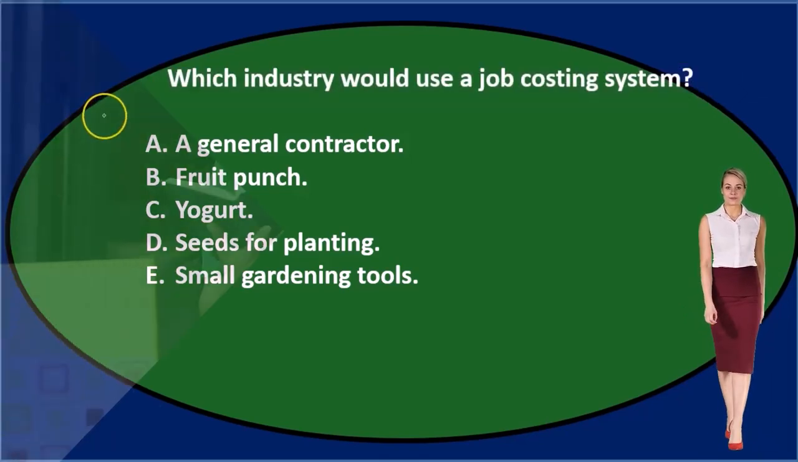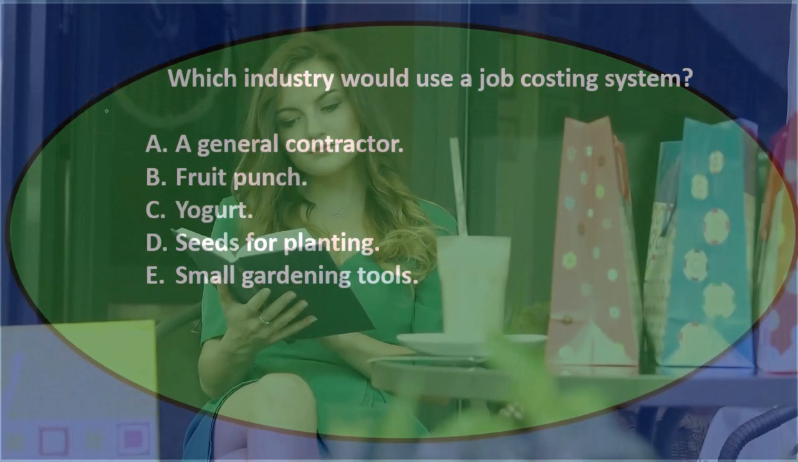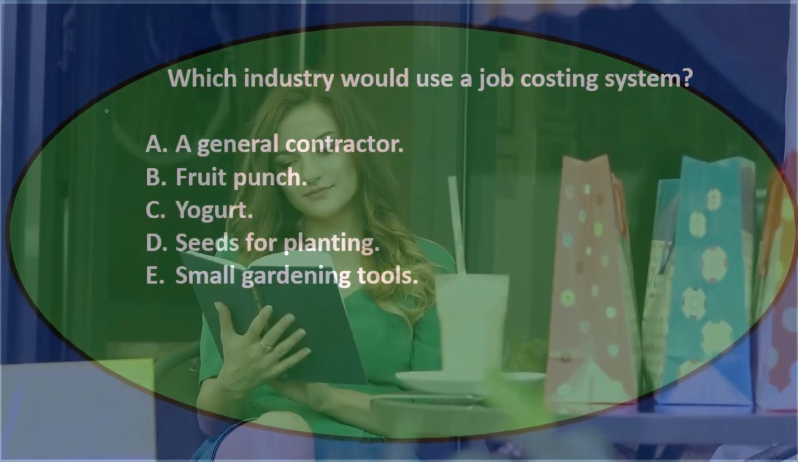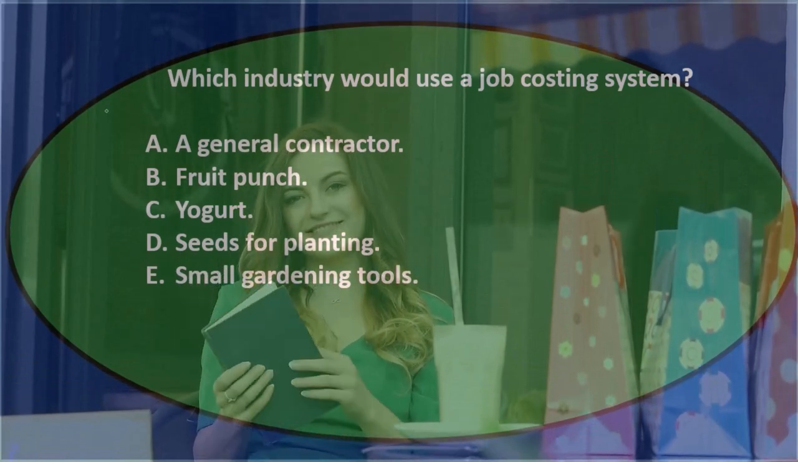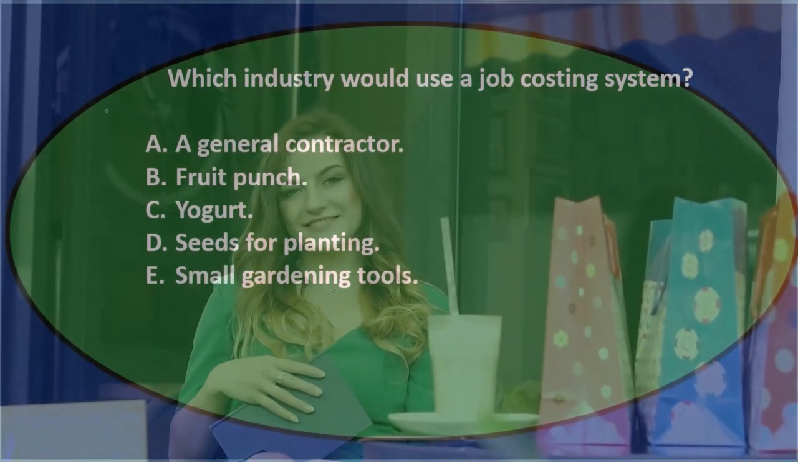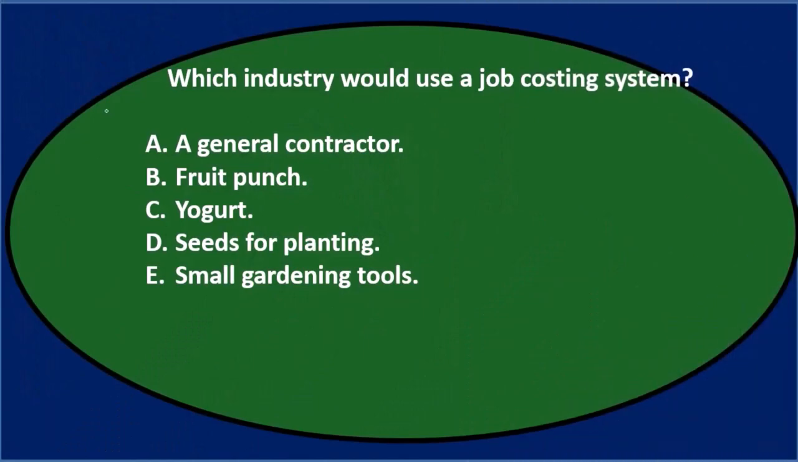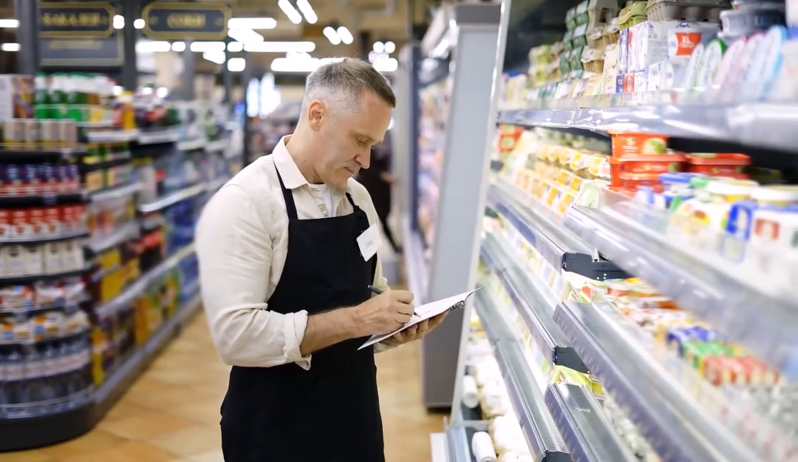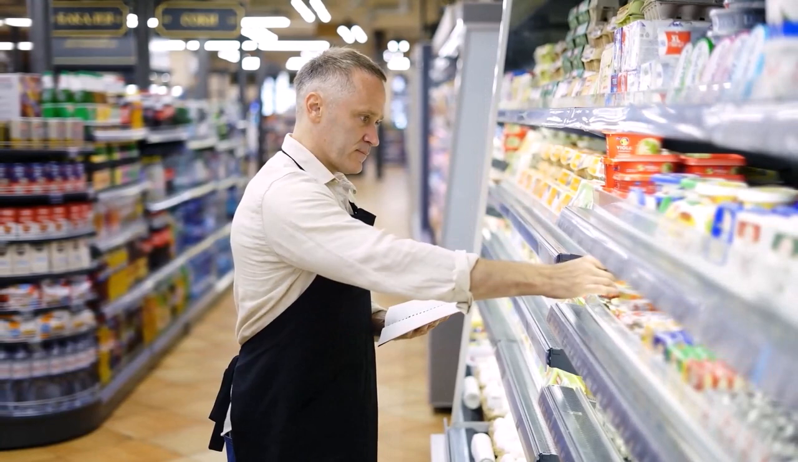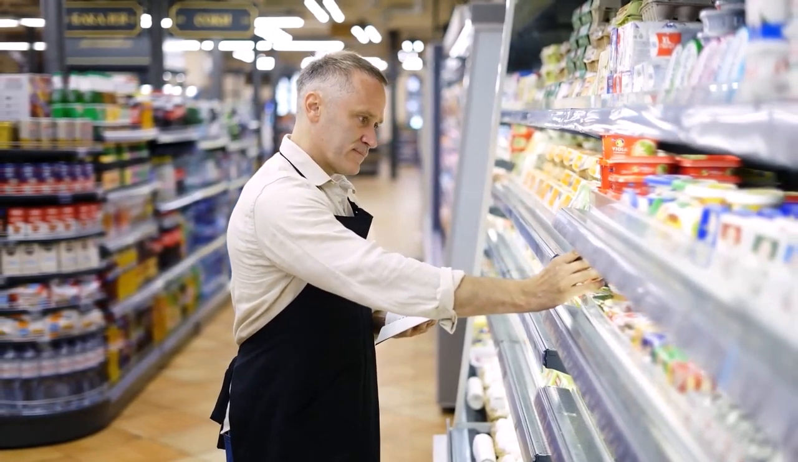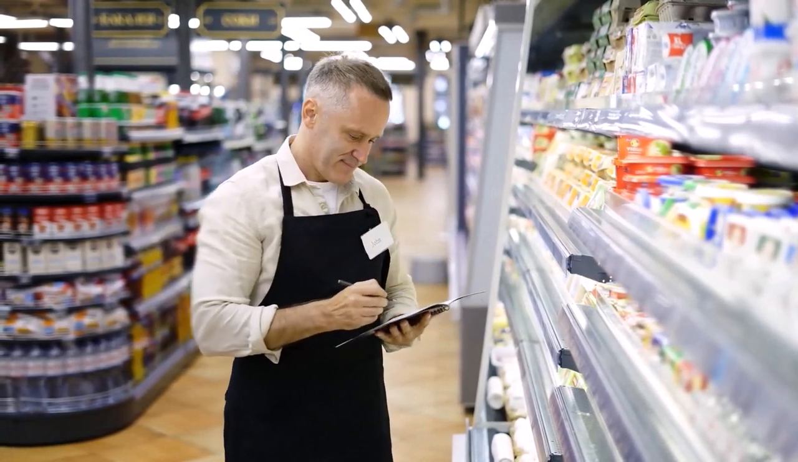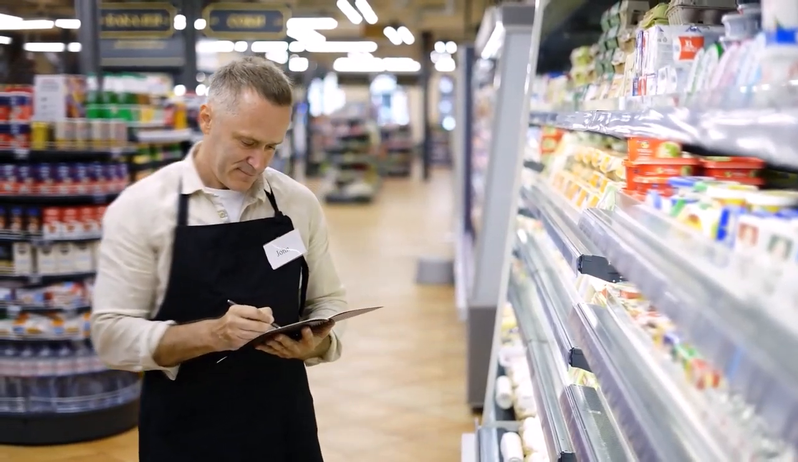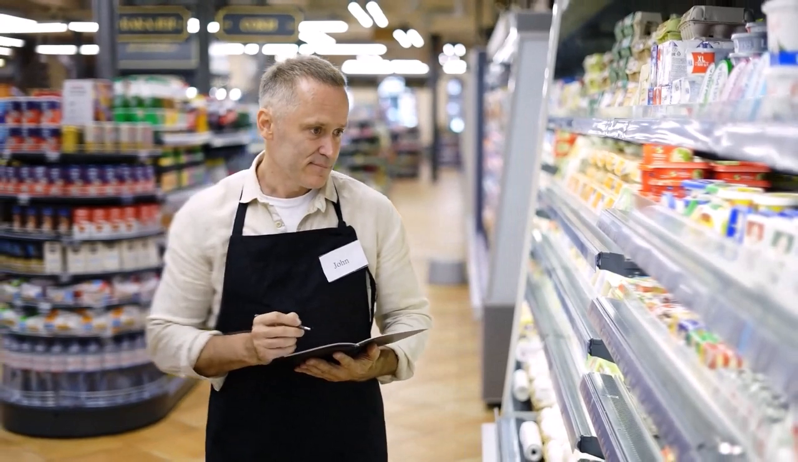Now, when we think about this, we're always thinking about this in terms of what the other costing system is, which is a process costing system. And the major differentiation between the two typically will be that the job cost system will have differentiation in inventory, whereas the process cost system will typically be all the same. Therefore, job costs, we track costs by job. Process costs, we track costs by process, because of that differentiation in inventory versus sameness in inventory.